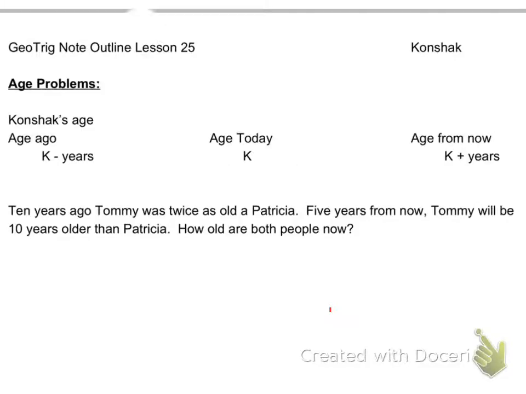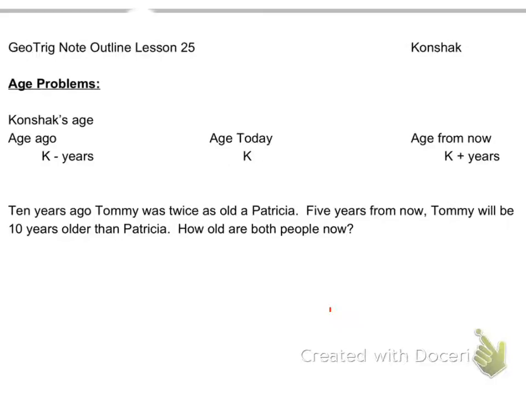Okay, geotrig. This is outline 25, and we're going to talk about age problems first, and then we're going to talk about rate problems. And our age problems, guys, are hinging on the fact of people's ages today, some time ago, and some time from now.